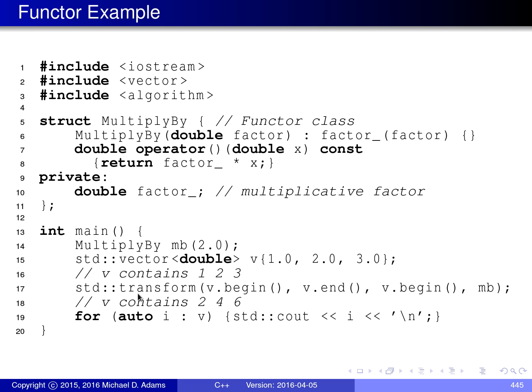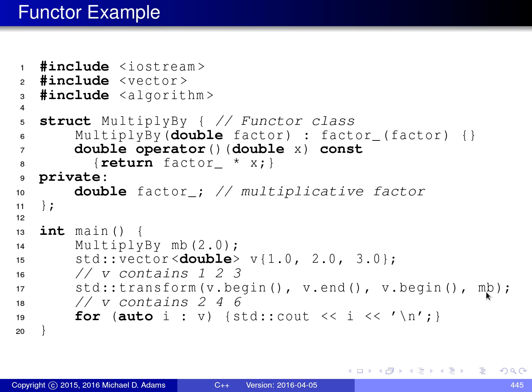So what I do is I use the transform algorithm, and I specify for the input range of the data that I want to operate on begin and end for v. So this is going to be all of the elements in v, in other words, 1, 2, 3. I specify for the destination where to write the result to be begin for v. So in other words, I'm going to overwrite the contents of this vector with the values that I compute by using the transform algorithm.